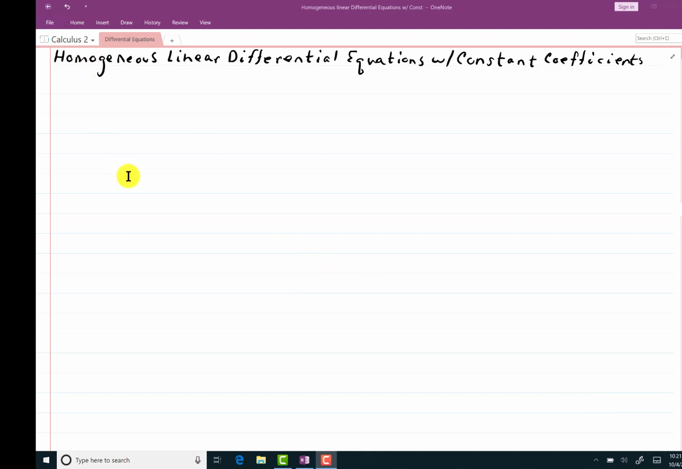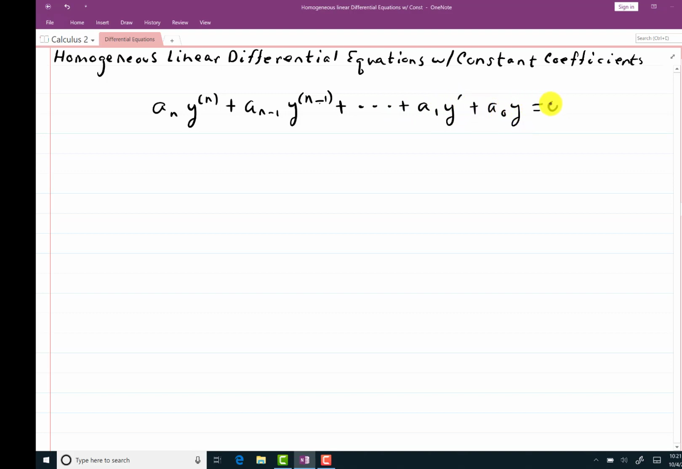Homogeneous ones at first. So these look like this: a sub n times the nth derivative of y, plus a sub n minus 1 times the (n minus 1)th derivative of y, plus dot dot dot plus a sub 1 y prime plus a sub 0 y, and that equals 0, where the a sub i are real numbers.